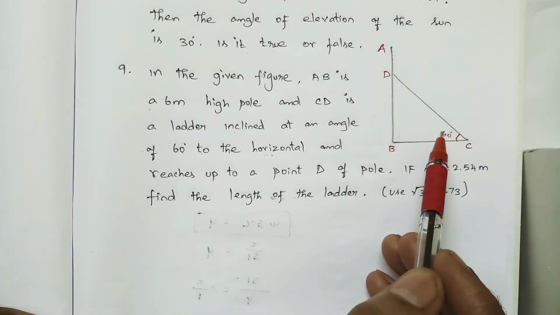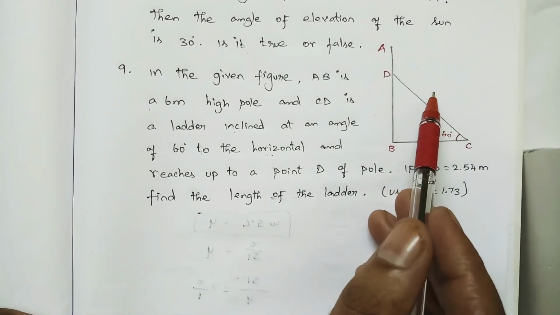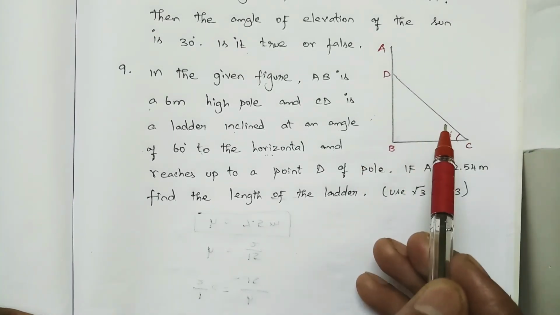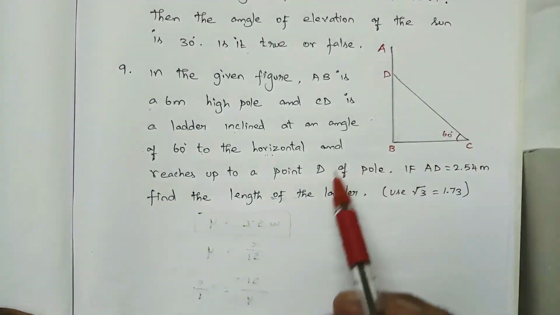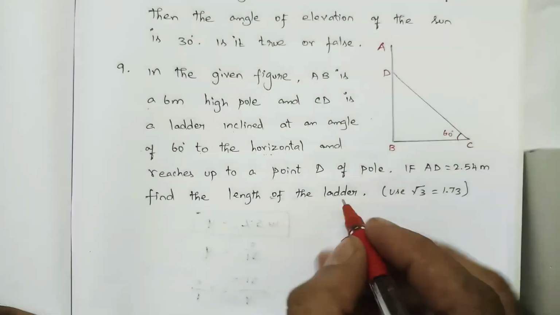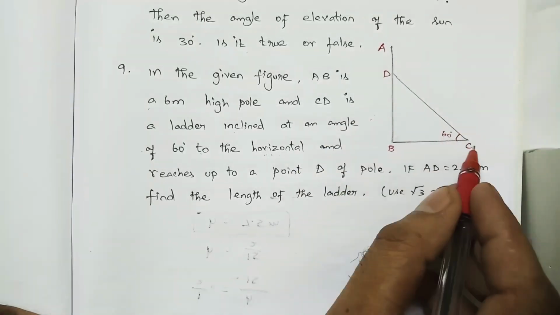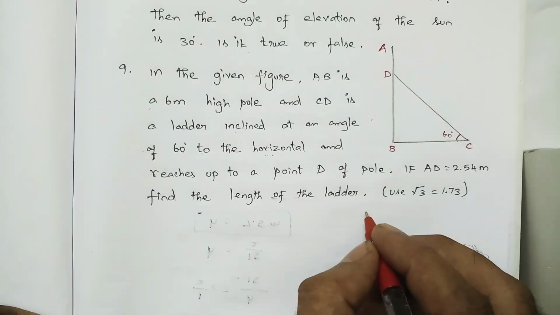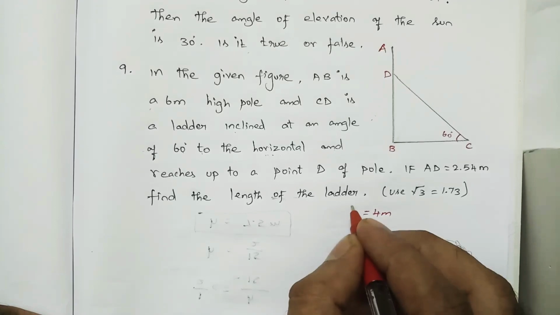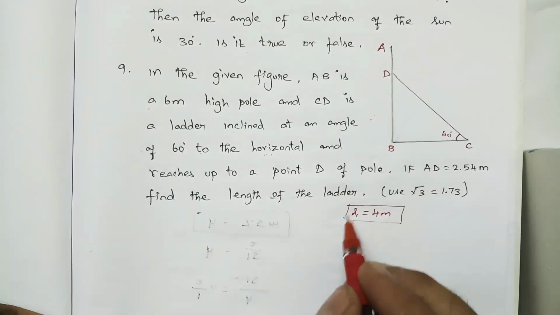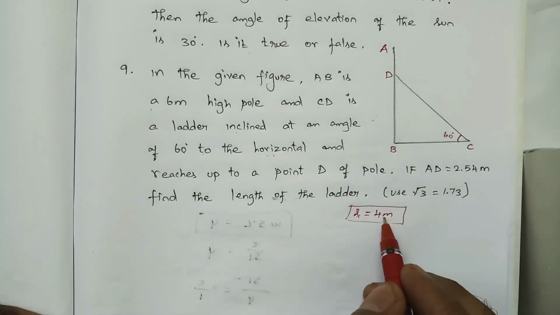So we know the opposite side and we want to find the hypotenuse. So opposite side divided by hypotenuse. Which trigonometry ratio will be applicable? You know that, right? Substitute and simplify, you will get the solution. The final solution for this sum number 9 is that the length of the ladder, I'm taking DC as L, is equal to 4 meter.